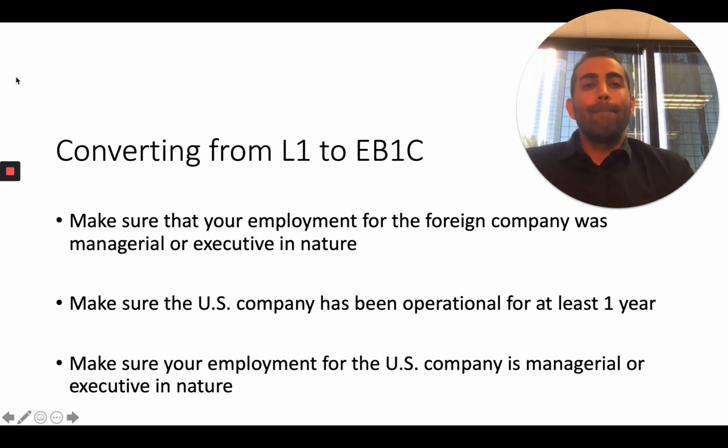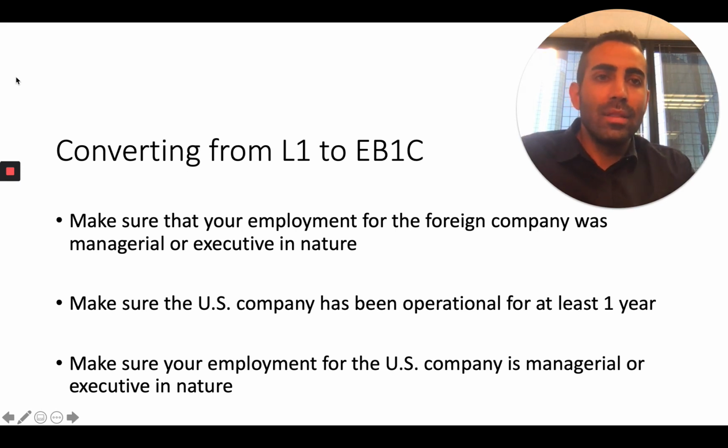So those are the differences between the L1 visa and the EB1C visa.